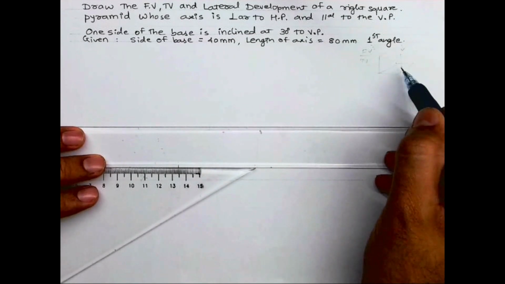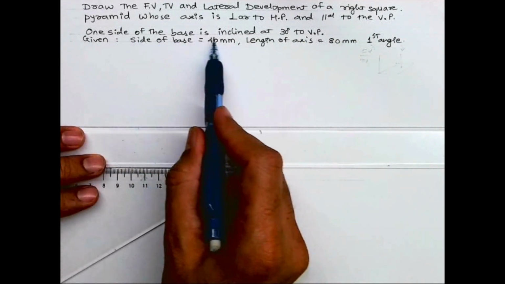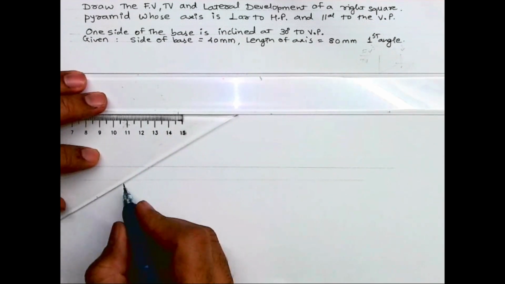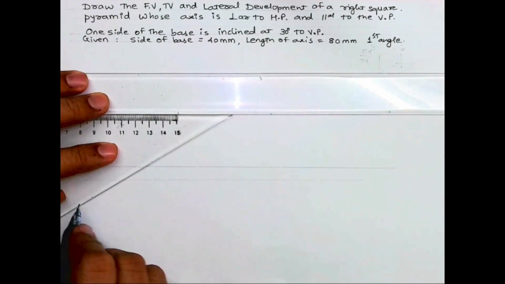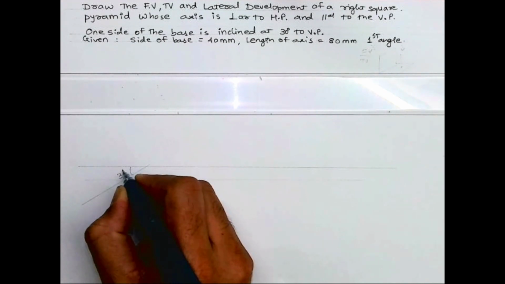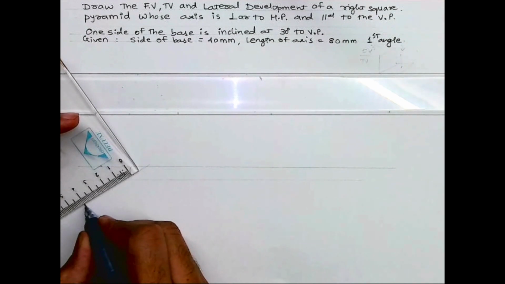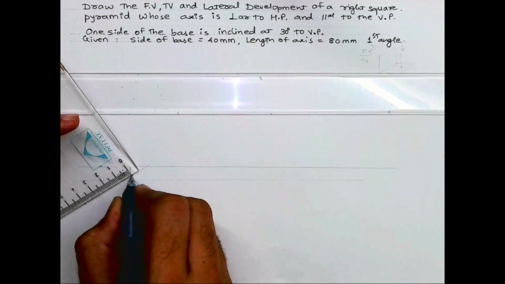Then I will draw 30 degrees. See, the object is in the top view, right? And one side is inclined at 30 degrees to VP. Always remember, base inclination will be your first stage. Always do the base inclination. So here, one side of the base is inclined at 30 degrees to VP.